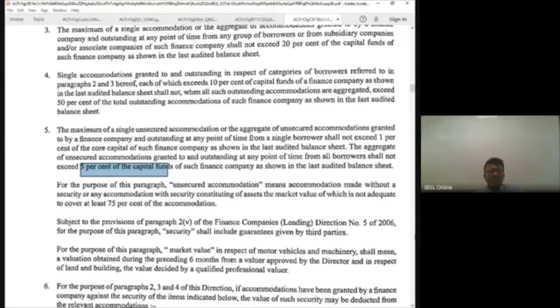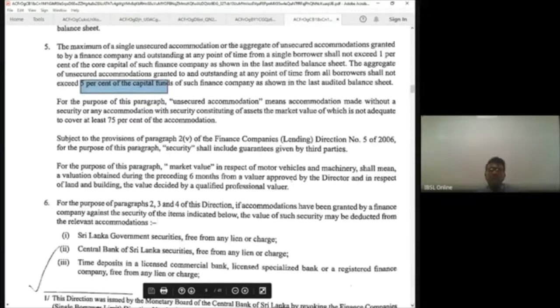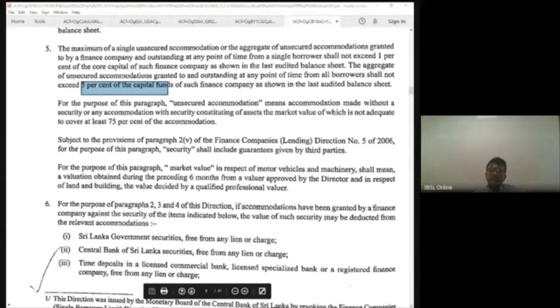At least 75% of the accommodation. For the purpose of the paragraph, market value in respect of motor vehicle and machinery shall mean a valuation obtained during the preceding 6 months from a valuer approved by the director, and in respect of land and building, the value decided by a qualified professional valuer. And the share and the 5% of capital fund is, yes.